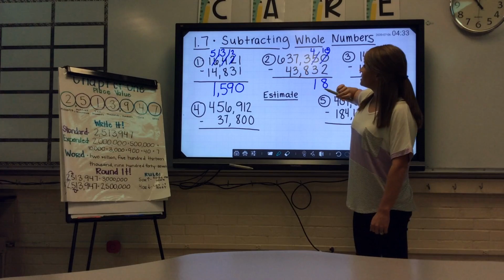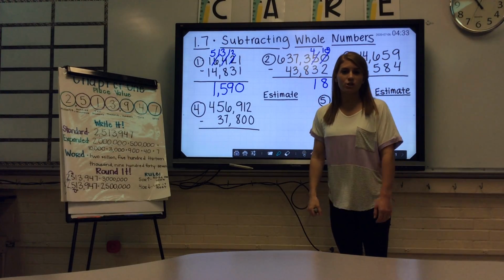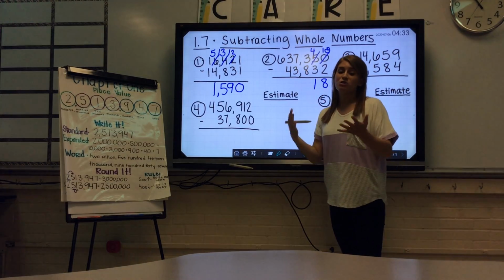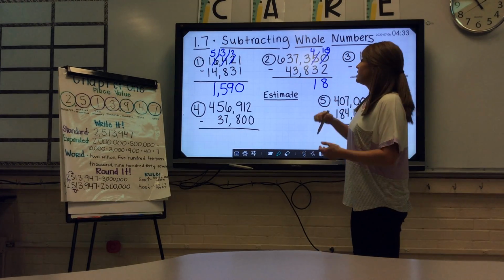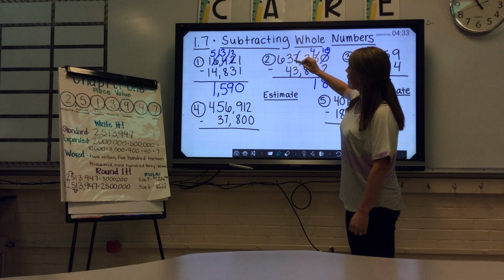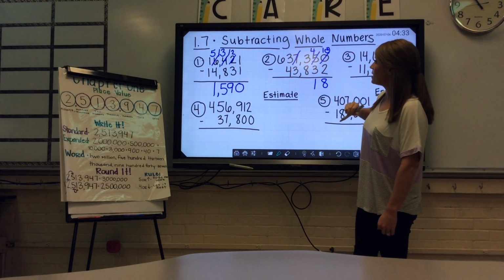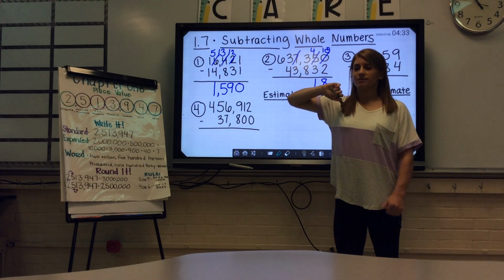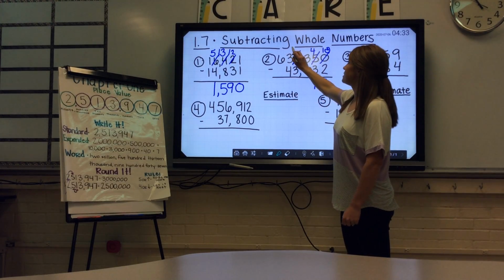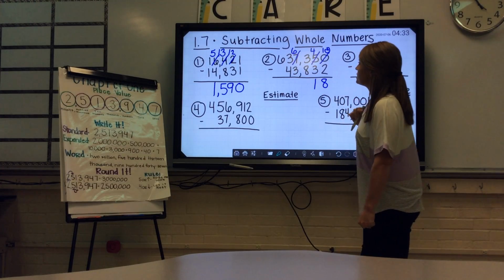3 minus 8, oh man, same situation. I can't take 8 away from 3. So what do I have to do? Exactly, I'm going to have to borrow. So I'm going to go next door, ask very nicely to borrow from my neighbor. That 7 is going to change to a, good, it's going to change to a 6. And then what do?